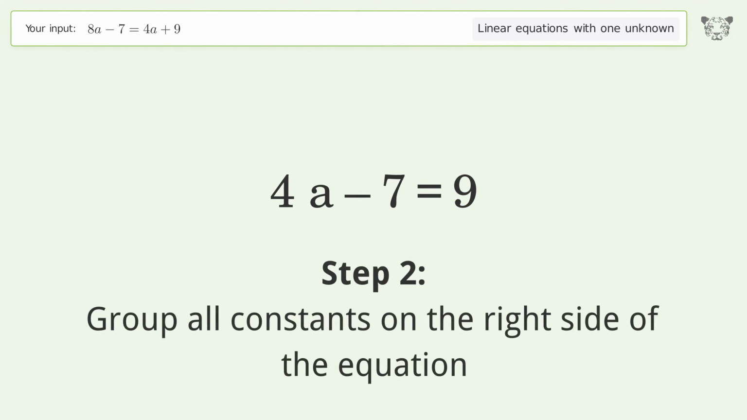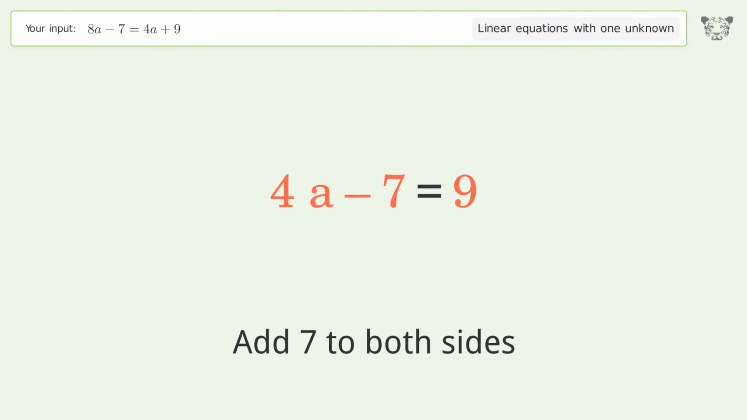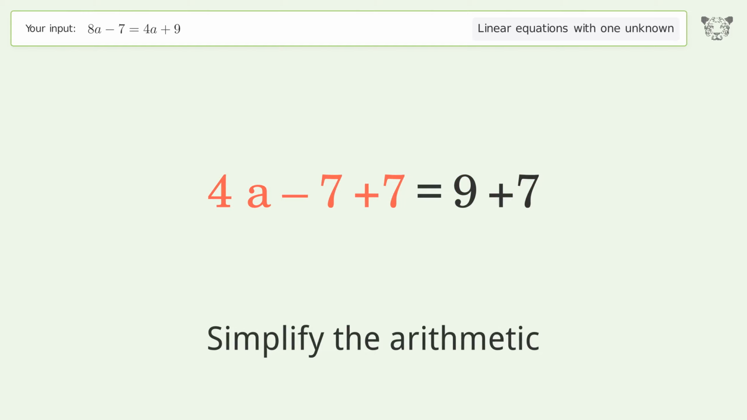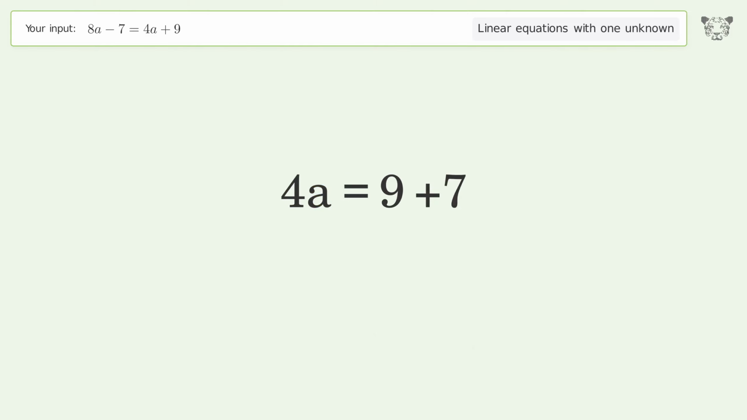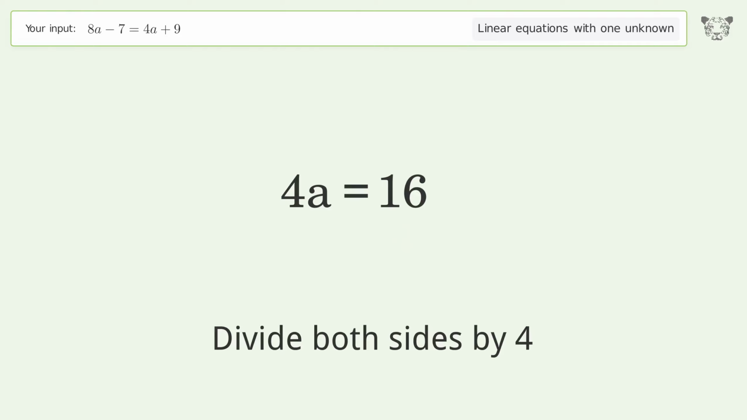Group all constants on the right side of the equation. Add 7 to both sides. Simplify the arithmetic. Isolate the a. Divide both sides by 4.